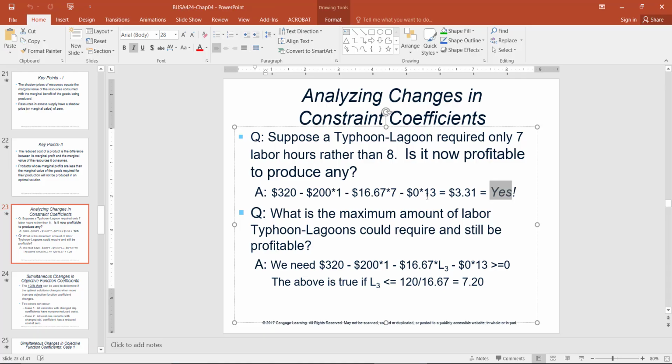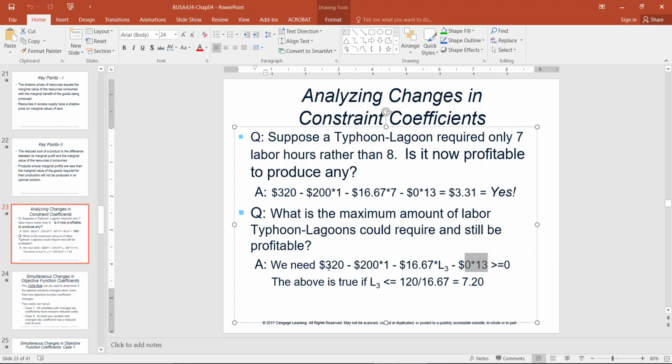But let's say we want to change one of these parameters, one of these coefficients of the constraint, that makes this product feasible. For example, let's say we are looking for the maximum number of labor hours that makes this product profitable. Let's say this product still uses one pump, and it still uses 13 hours of the tubing.